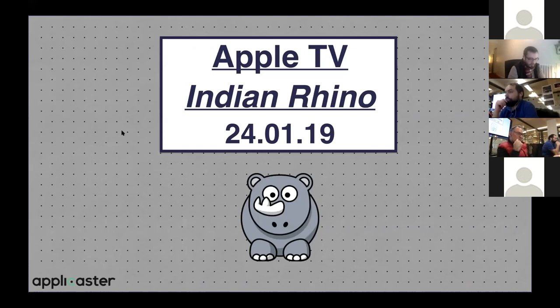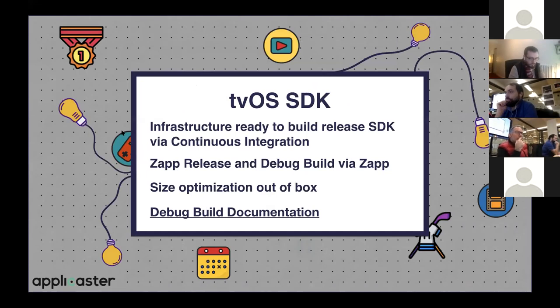So let me start. This sprint we did mostly infrastructure work. For tvOS SDK, we prepared infrastructure to release the SDK via continuous integration. It means that when we create a tag, like on iOS and Android, we will build an absolutely closed SDK. Second of all, we created the ability to release versions from release and debug. By the way, debug did not exist in the previous tvOS SDK.